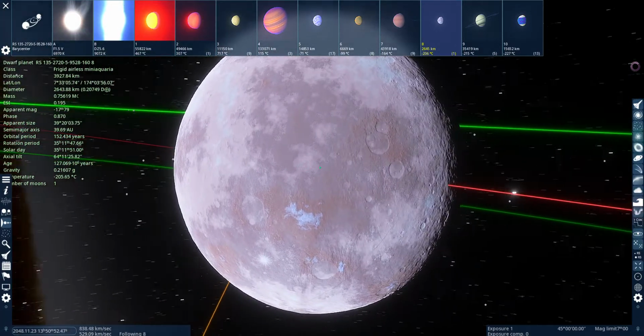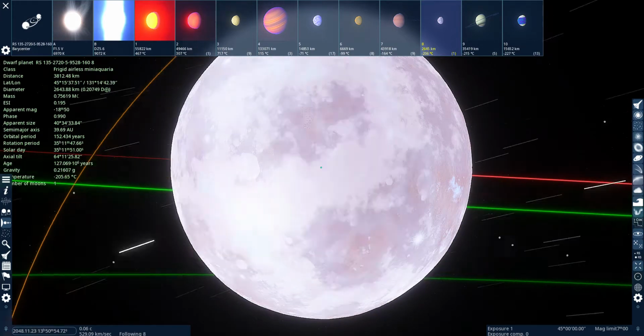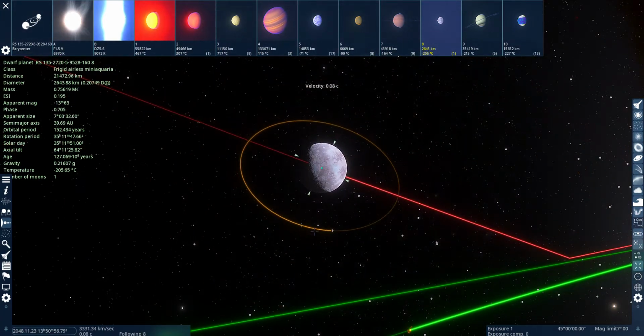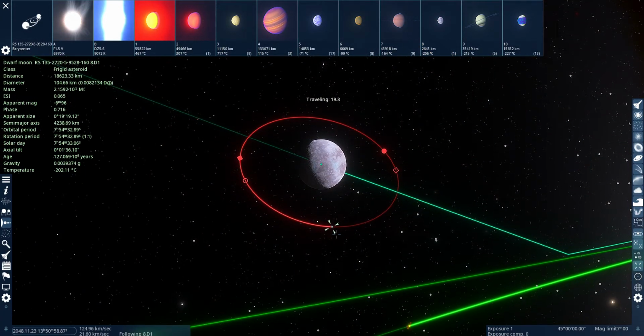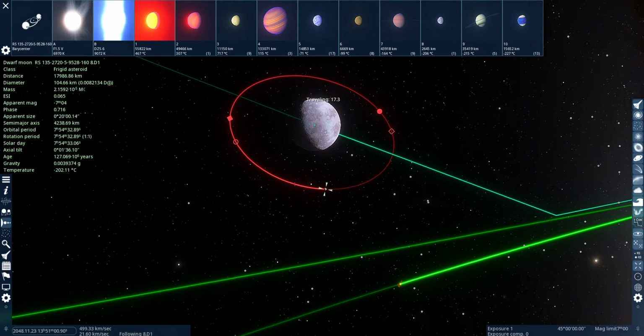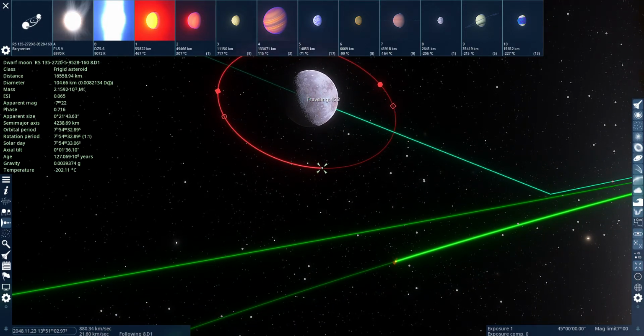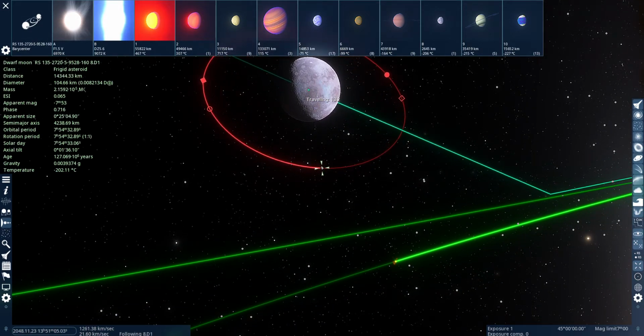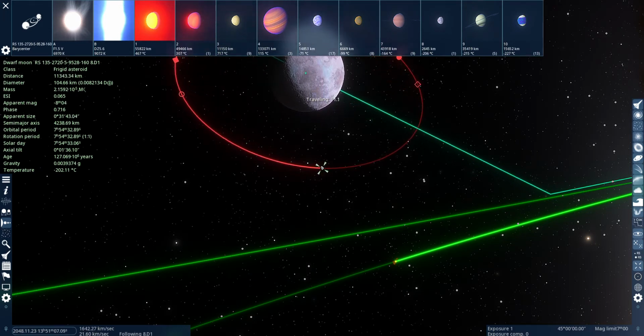Oh, it's like another Eris or something. Here we got the Dysnomia of the system.